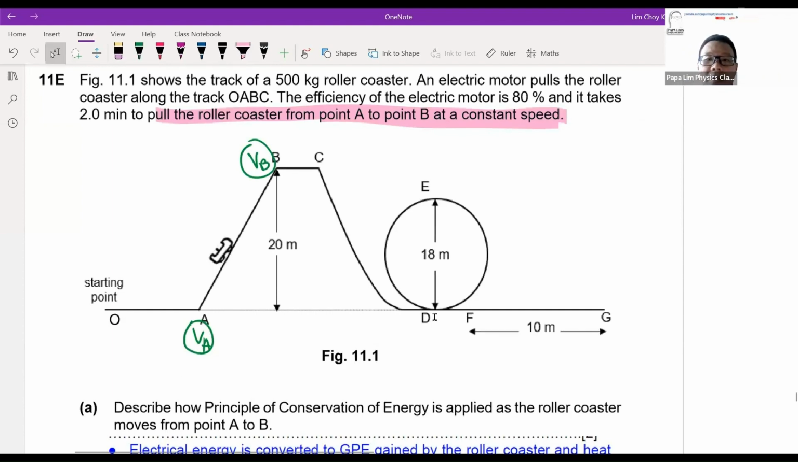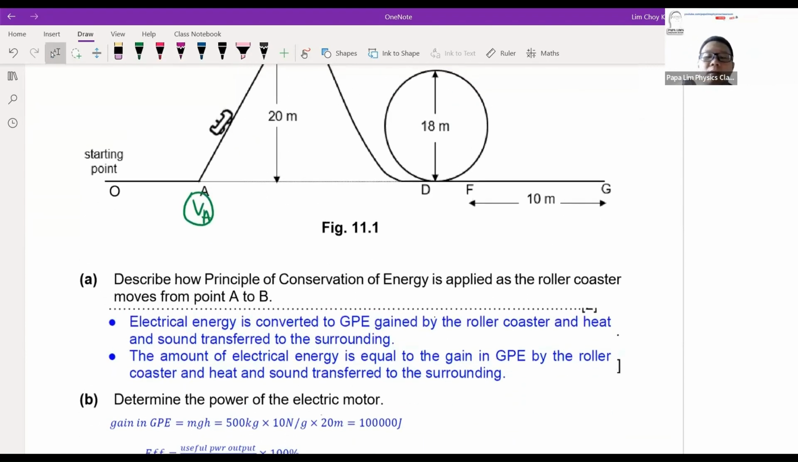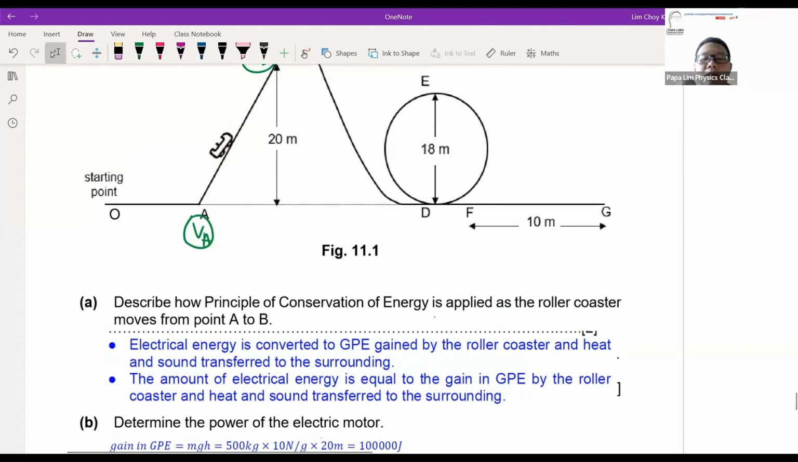Okay, so when I'm moving up from point A to point B, there is definitely an electric motor being activated. So there is definitely what we know as work done. There will be electrical energy converted and used by the motor to do work to pull or move the trolley up the roller coaster up the segment here.